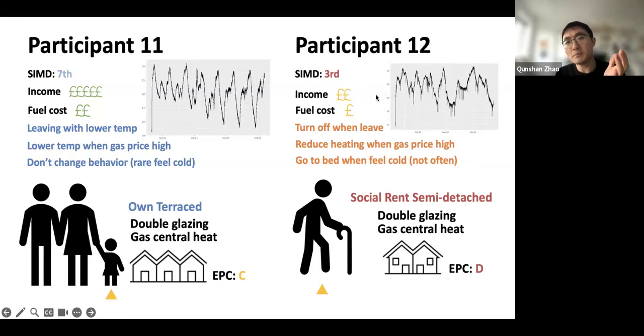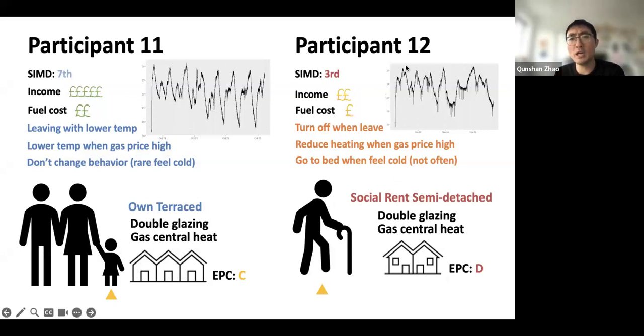On the right-hand side, participant 12 is an elderly person getting a pension as income, and I guess the energy cost increase certainly squeezes their spending capability. They tell us they typically turn off the heating when they are not at home, and reduce the heating when the gas price is high and when going to bed.